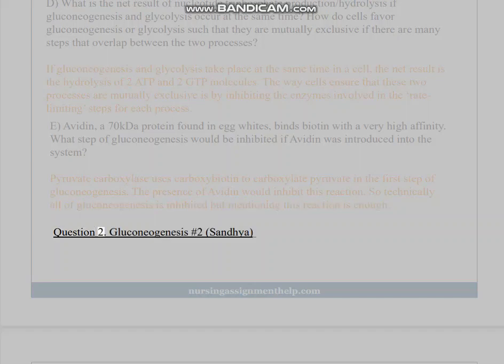Question 2. Gluconeogenesis number 2, Sandhya.